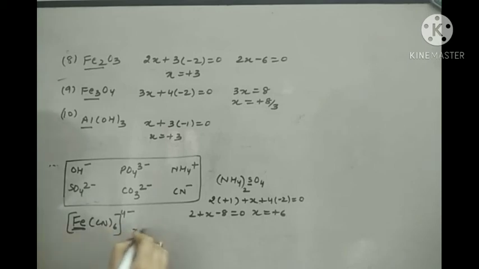Suppose if the question is calculate the oxidation state of iron in this compound. So iron is x now. Now it is CN6. So 6 into minus 1, because cyanide is having minus 1 charge, it is equal to minus 4. So x equal to plus 2. So this way we can find out the oxidation state of any element which is given to us.